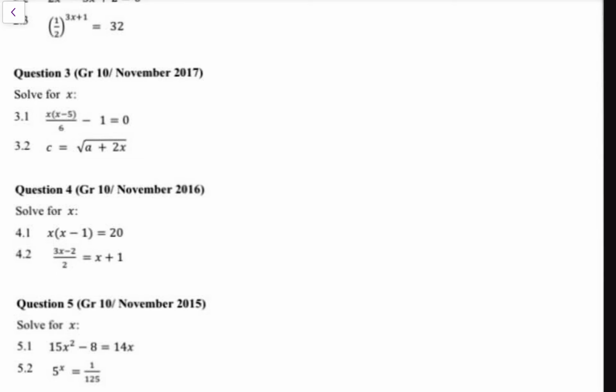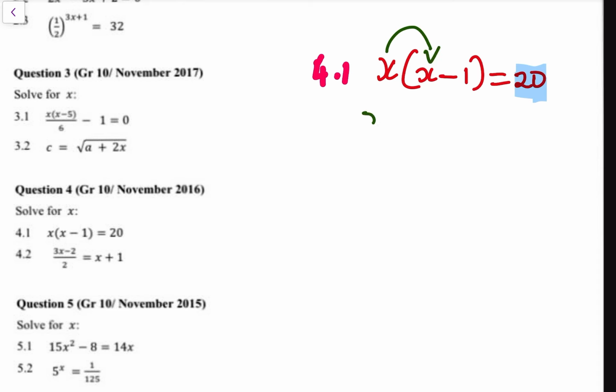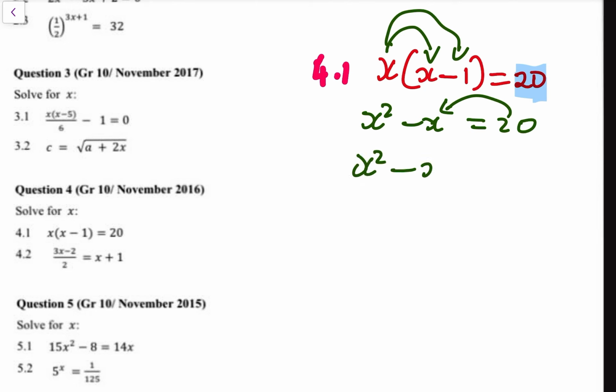Okay. Question 4, number 4.1. We have x into x minus 1 is equal to 20. Now, our product is not equal to 0. If the product is not equal to 0, that means you need to remove the brackets first. So x times x is x squared, and x times -1 is negative x, is equal to 20. Then I can transpose 20. I will have x squared minus x minus 20 is equal to 0.